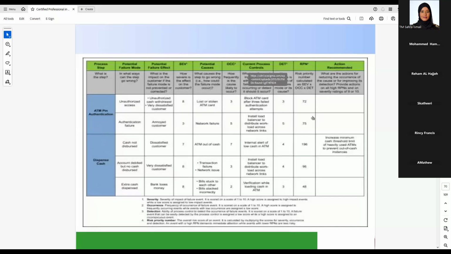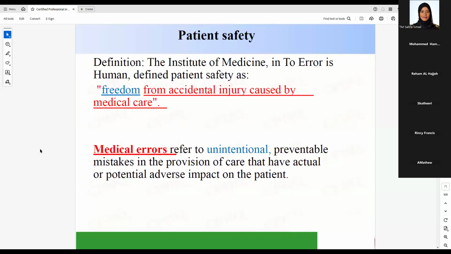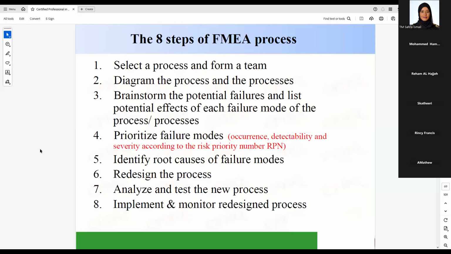So in this example, I know it's very small, but what would be the top item or the top element that you will work on? From this? The highest number. The highest number. So for example, 196 is the highest number, and based on it, so you look maybe at the top 3 or so on, and based on it, you will start your activities or your action plan, and you will redesign the process. Okay. FMEA is clear?